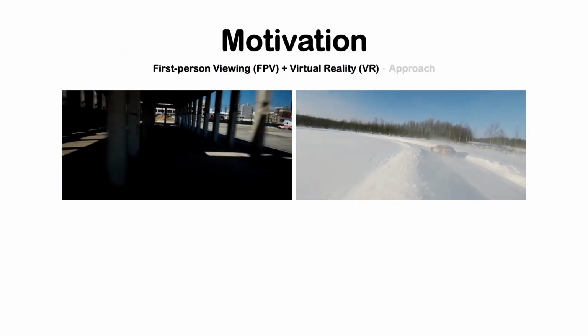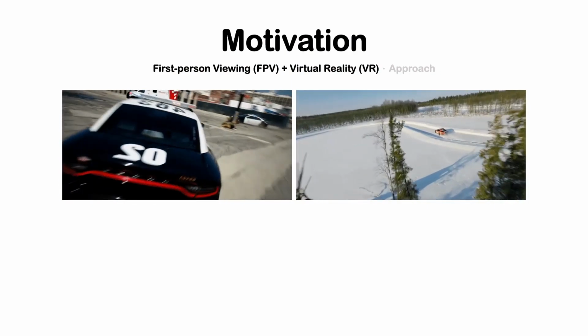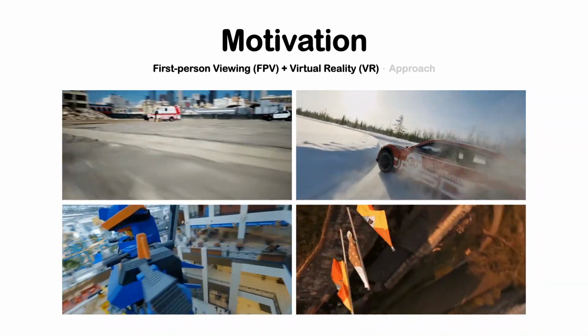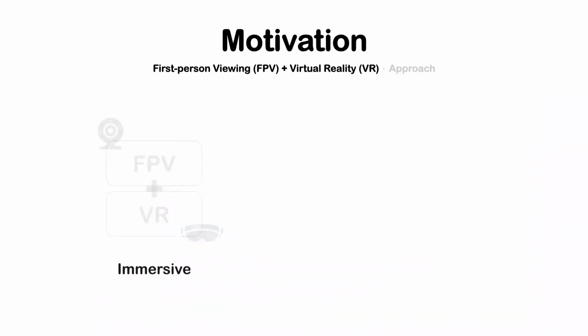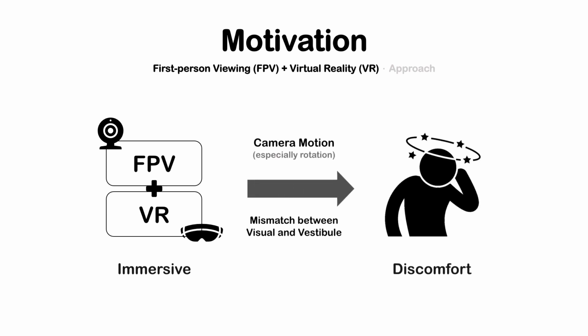First-person viewing drones, or FPV drones, provide accurate piloting and thrilling visual perspectives. As these drones become more popular, FPV footage gradually becomes one of the shooting ways in movies, commercials, and social media. Furthermore, with the advancement of VR technology, people can now experience more immersive viewing of FPV videos through VR headsets. However, the motion of the camera, particularly rotation, can create visual discomfort due to the inconsistency between the perceived visual motion and the vestibular motion.